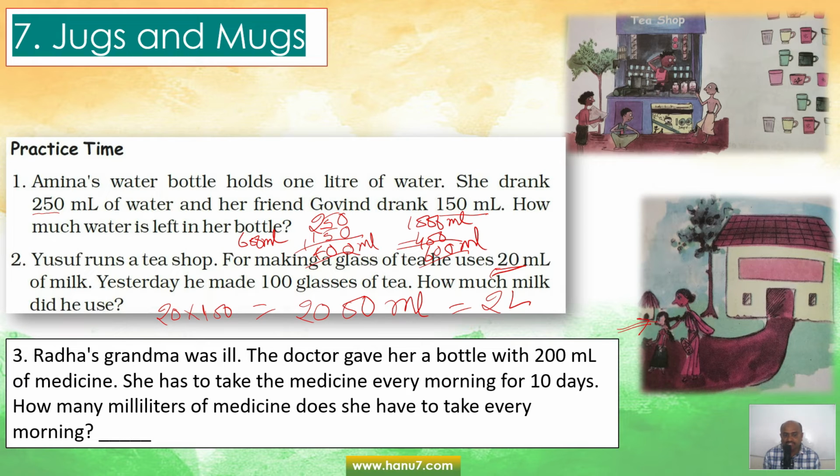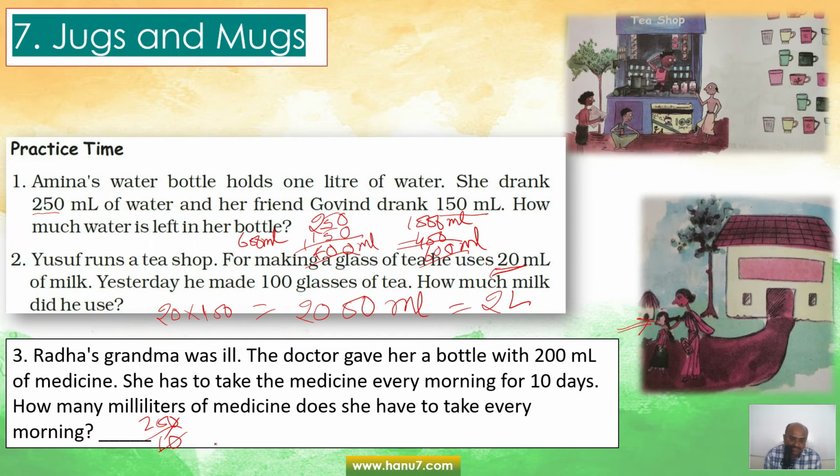How many milliliters of medicine does she have to take every morning? So 200 ml is the bottle he gave, and she is supposed to take it for 10 days. Okay, how much for each day he is asking. So just divide the 200 by 10. Okay, so you will be getting this 0 and 0 will be cancelled.